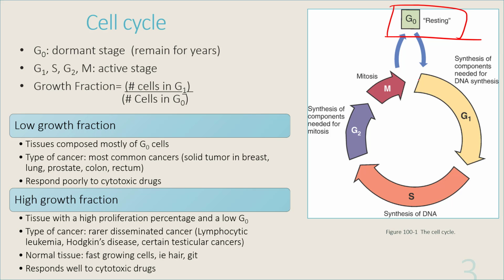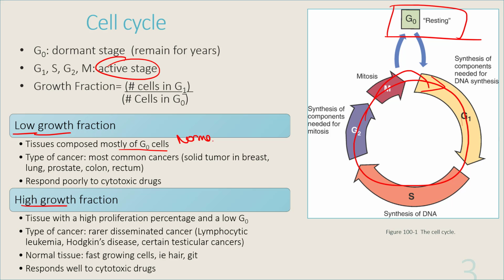Whereas tissues that are in any of the active cell cycle phases are good targets for chemotherapeutic drugs, right? So you can see over here you've got low growth fraction and high growth fraction. Low growth fraction are tissues that are mostly in the G0 phase. In terms of normal tissues, that would be your bone tissue, the muscle, right? Cells that don't really grow as an adult.